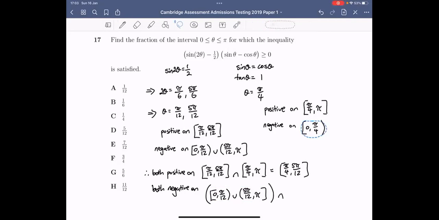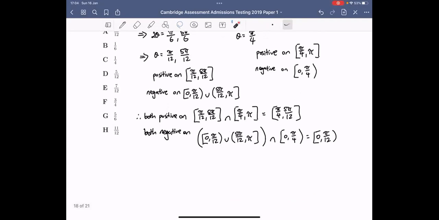Intersect this set here. Apologies for any messy notation. So then if you intersect that, I think you just get this, because this bit just gets ignored. And if you intersect it with that, you just get 0 and pi on 12 back, because pi on 12 is smaller than pi on 4.